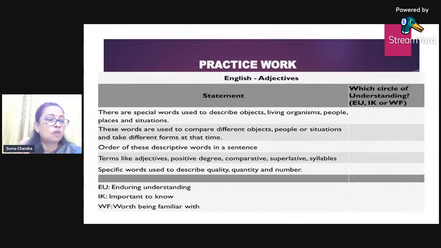So, which circle of understanding are we making them do? Is it enduring understanding? Is it important to know? Is it worth being familiar with? Terms like adjectives, positive degree, comparative, superlative, and specific words used to describe quality, quantity, and number. What will be the enduring understanding? Audience, what will be the enduring understanding?